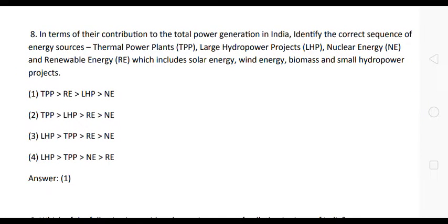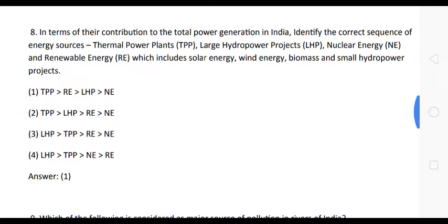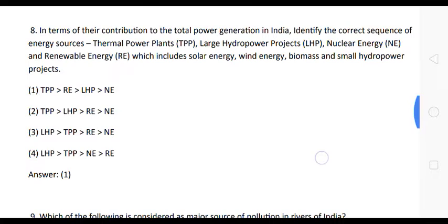Next question is, in terms of their contribution to the total power generation in India, identify the correct sequence of energy resources. Thermal power plants, large hydropower projects, nuclear energy, and renewable energy, which includes solar energy, wind energy, biomass, and small hydropower projects.